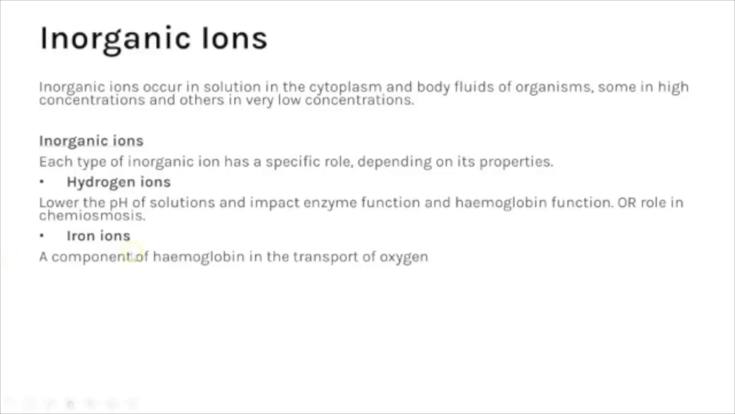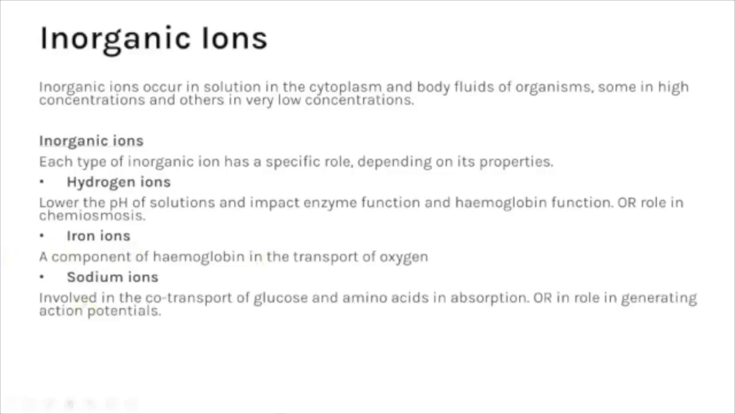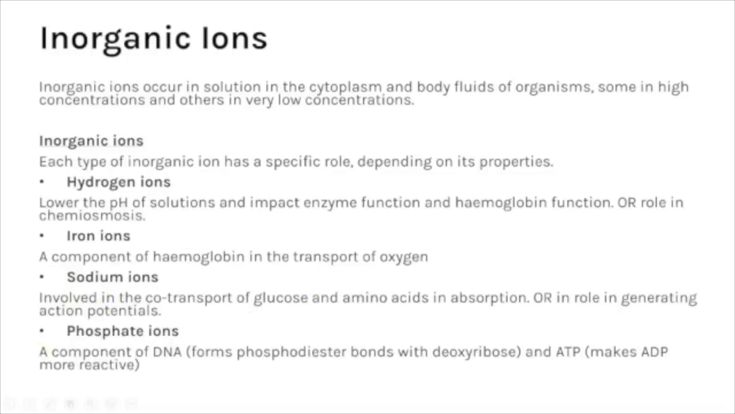Iron ions are a component of hemoglobin and are involved in the transport of oxygen. Sodium ions are involved in the co-transport of glucose and amino acids in absorption. Or you could look at the role of sodium ions in action potentials as well. Phosphate ions are found in DNA, RNA and ATP. The importance in DNA and RNA is that the phosphate group is where the phosphodiester bond forms. In ATP, the phosphate group can be added to other compounds to make them more reactive.